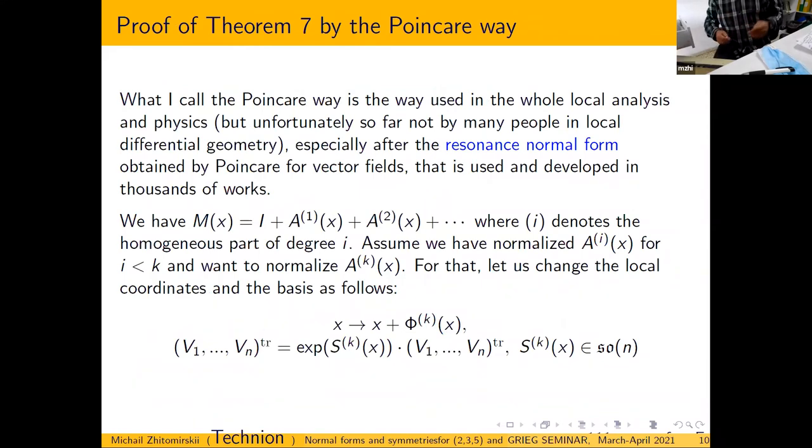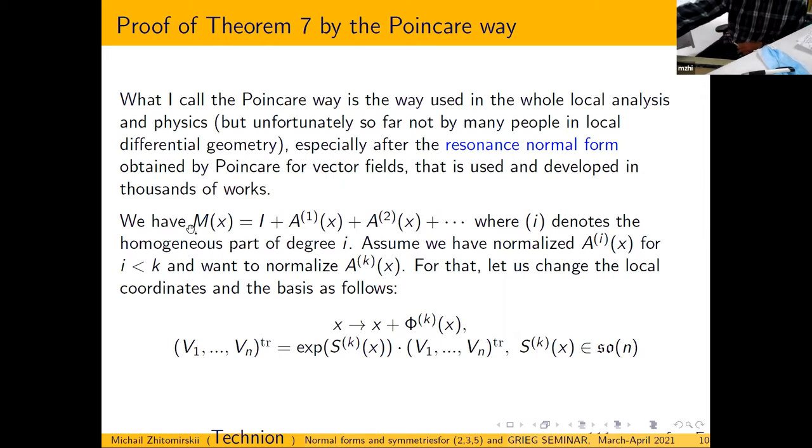Poincaré did the well-known resonance normal form of vector fields, which is used in thousands, maybe tens of thousands of works in the 20th century for dynamical systems. In fact, the Poincaré way is used in the whole of local analysis as well as physics. Unfortunately, so far not many people are using it for local differential geometry. My mission in this direction is to increase the number of people who are using it, because I think it is very powerful and gives a lot, and this is what my lecture is about.